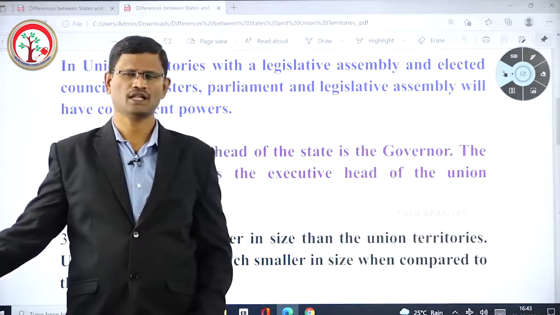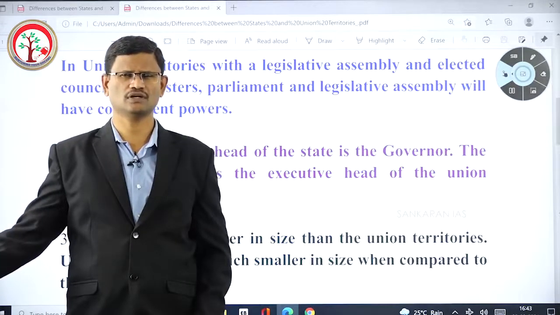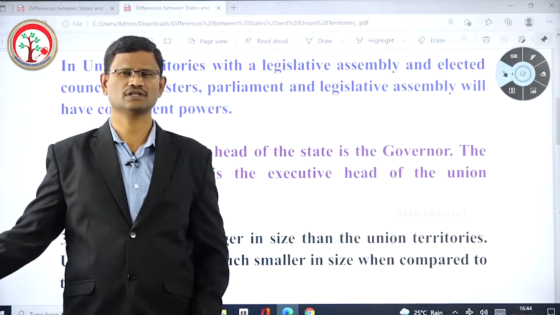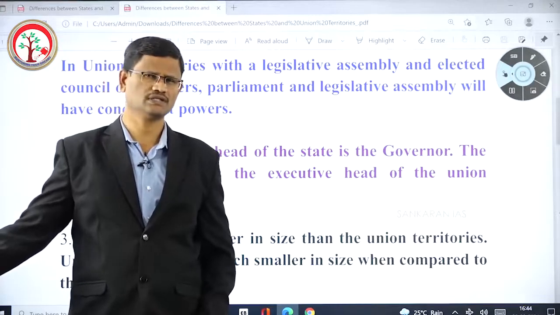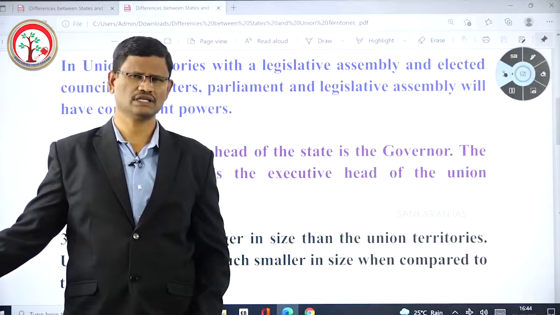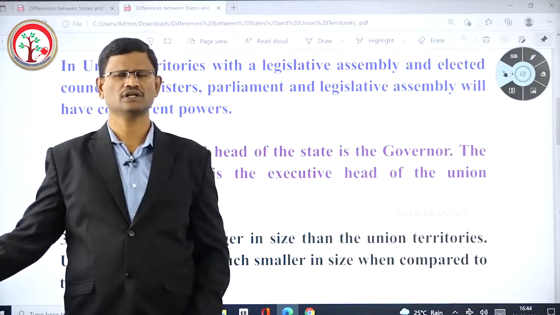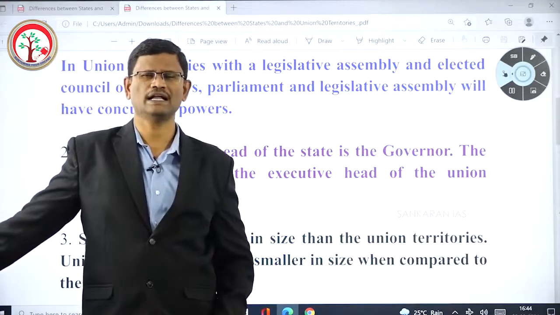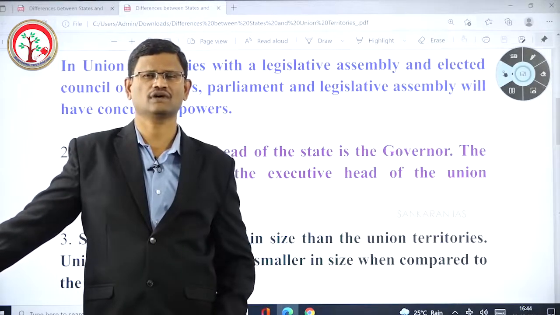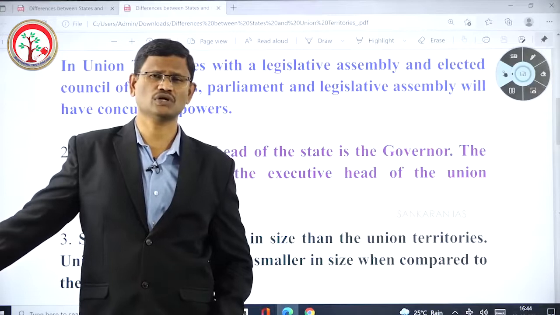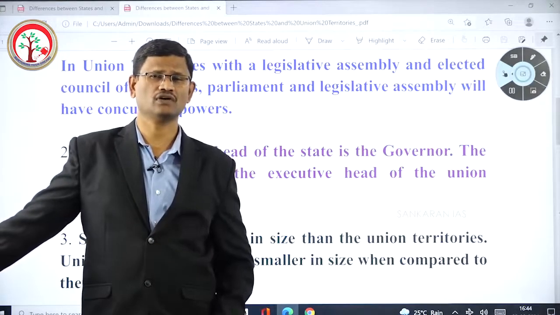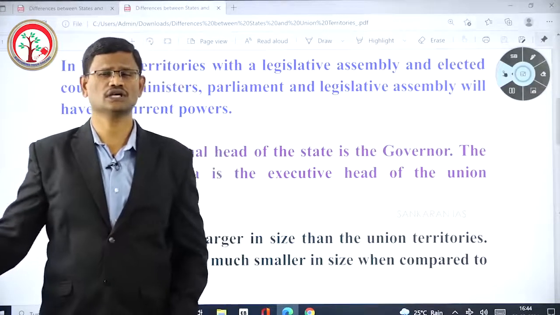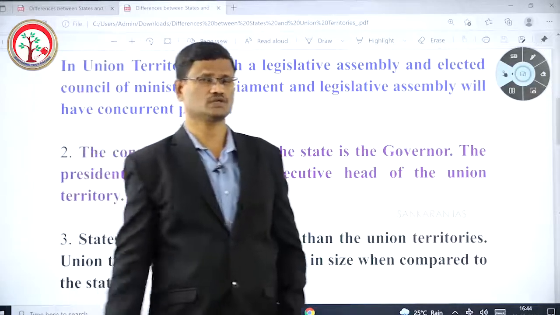But in the 5 union territories without a legislative assembly, without an elected council of ministers, it is the union government which exercises the supreme powers. Even in the UTs with legislative assembly and elected council of ministers, the administrative head is known by the name lieutenant governor. The lieutenant governor is not the executive head of the UTs with a legislative assembly. It is the president who is the executive head of the UTs with the legislative assembly. This is the second difference.